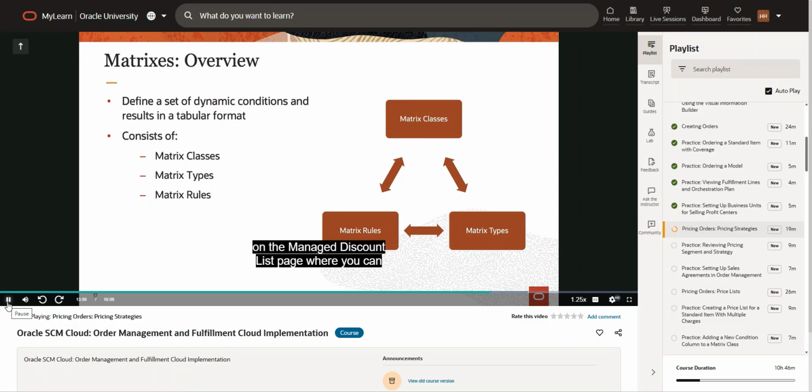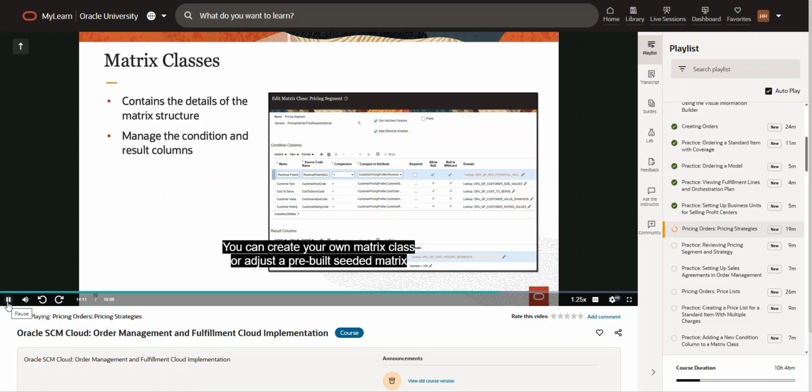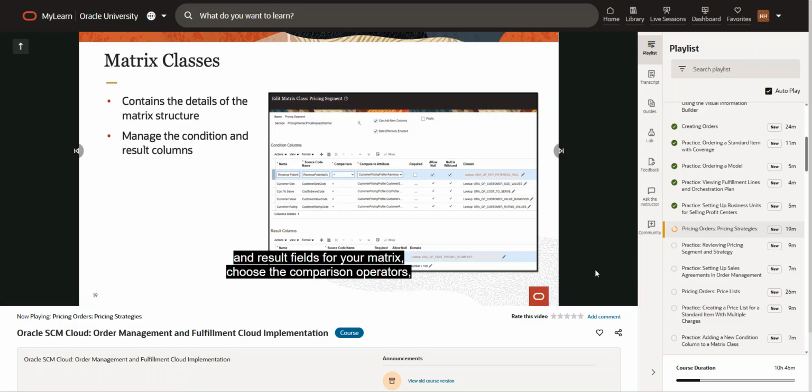You can create your own matrix class or adjust a pre-built seeded one to fit your business needs. A matrix class holds the conditional attributes that pricing will check and the result attributes that pricing will return if those conditions are met. You do all of this in the Manage Matrix Class UI, which is found in the Pricing Administration work area. In this UI, you can set up the specific condition and result fields for your matrix, choose the comparison operators such as equals, less than, etc., and specify a compare to attribute to guide the logic. There are also extra settings for each column, such as whether it's required using the required flag, or whether it's okay for the value to be empty, and a rule.